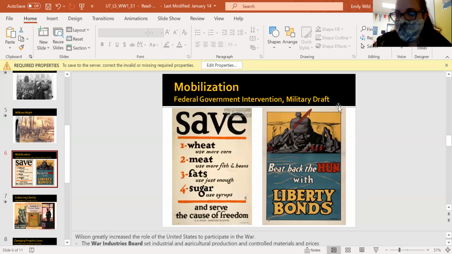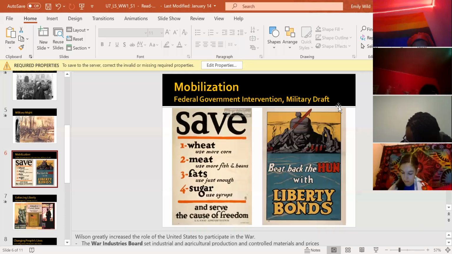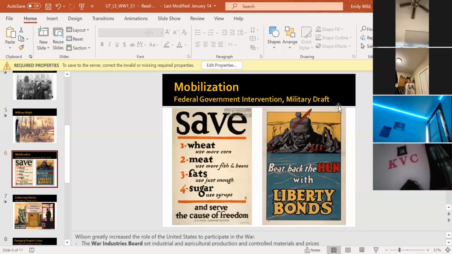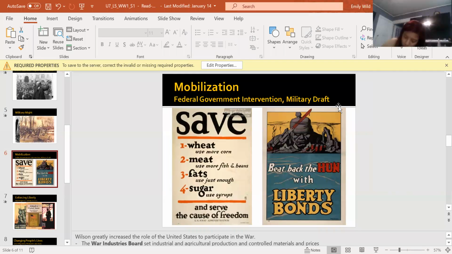Okay, now we're gonna look and see what kind of role the United States has during this war effort. So how is the United States mobilized? And there are 4 pieces to this federal government intervention. As you guys see, the name of the slide is mobilization, and then your next term is federal government intervention. There are 4 pieces to federal government intervention during World War I.